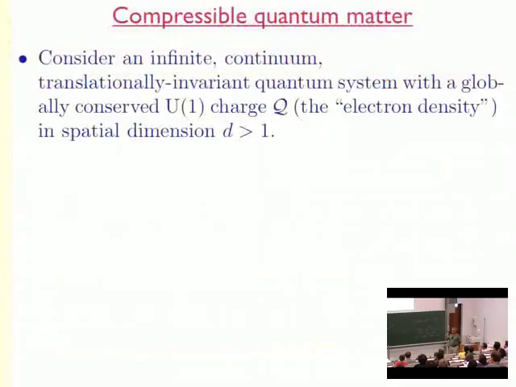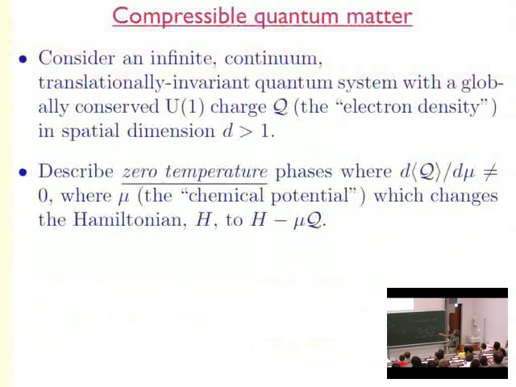Okay, so what is a compressible state? A compressible state is one in which I can take my Hamiltonian and add another term, H minus mu Q, and I look at the ground state and ask how the ground state changes as I tune mu. So my Hamiltonian changes, I tune mu. And a compressible state is one in which dQ/d mu is not equal to zero. In other words, I can make Q anything I want just by tuning mu. That's compressibility. That's my definition. In an infinite system, I do this change, and Q changes.